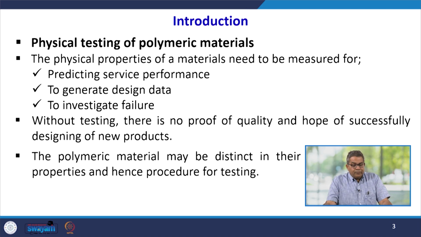Now let us talk about the physical testing of polymeric materials. The physical properties of the material need to be measured for predicting the service performance, whether this particular component is useful for the targeted application or not, and to generate the design data. In case anything has failed, or if it is not meeting the product desires, we need to investigate the failures, which is an integral part of polymer testing. Without testing, there is no proof of quality and no hope of successfully designing a new product.